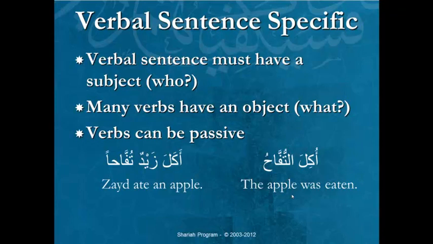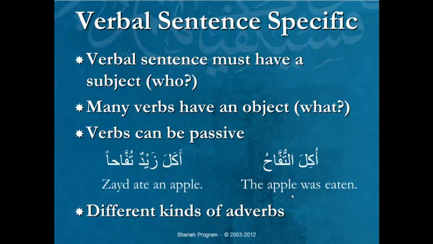Okay, so we have fa'il, we have maf'ul bihi. Okay, that was a little premature because I haven't given you the term maf'ul bihi anyway. It's going to come later on the upcoming slides. Object. Third is the deputy doer. Okay, so those are 3 possible usages for the ism, because it's the ism that will be those 3 things: the who, the what, and the deputy doer. Other than that, we can have different kinds of adverbs, which I've already alluded to: when, where, how, why.